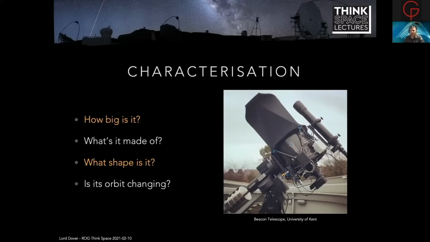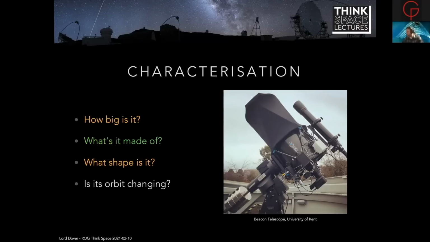Then the next thing we do is try and work out what the asteroid's made of. And using these telescopes, we can do this by looking at what color the asteroids are. Just like wood is a different color to metal, which is a different color to, say, a flower, things that are made of different materials are different colors. By measuring this in a telescope, we can work out what the asteroid is made of.